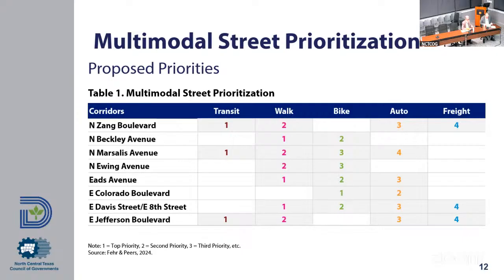For example, Zang Boulevard has been identified to serve transit, walk, auto, and freight modes, and the priority mode for Zang to serve is transit. Future improvements along Zang Boulevard will be planned to provide safe transit stops for boarding and alighting, traffic signal timings that support efficient movement for the streetcar, and improvements to crossing locations for pedestrians to access transit.